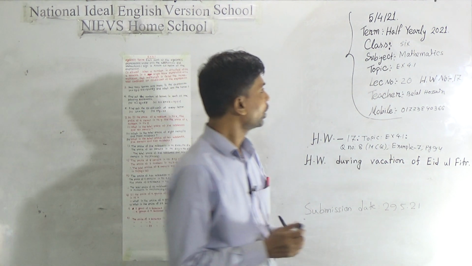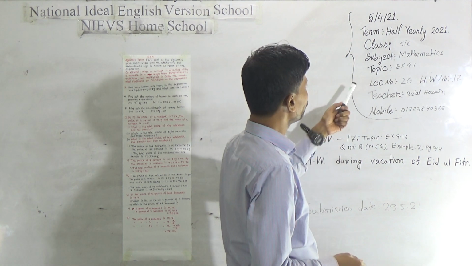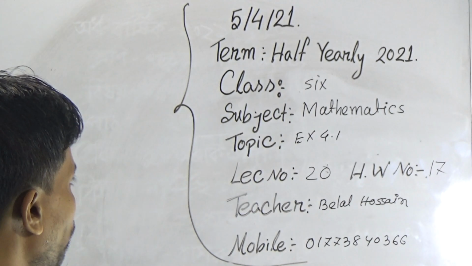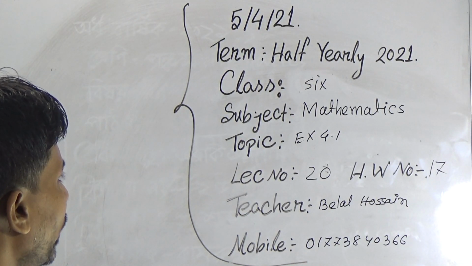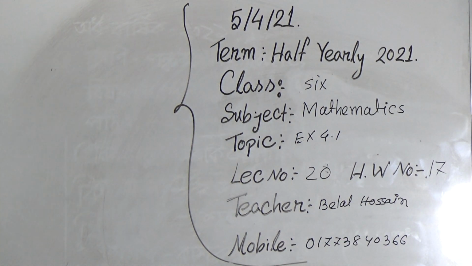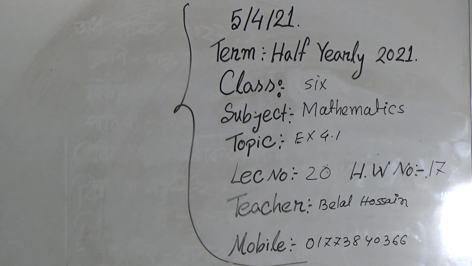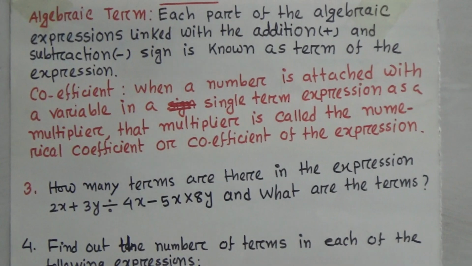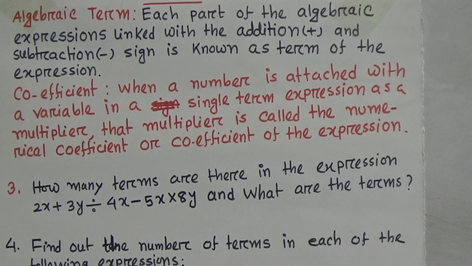Dear student, look, today our topic is exercise 4.1, lecture 20, page 17. At first, we have to know what is the algebraic term. Then we have to know what is the coefficient. Okay, student. At first, please read what you mean by algebraic term.